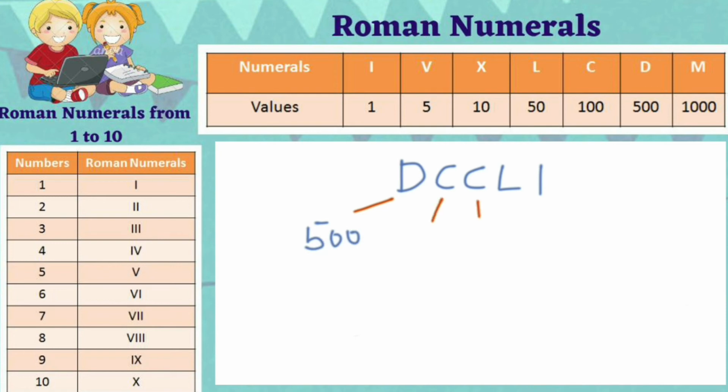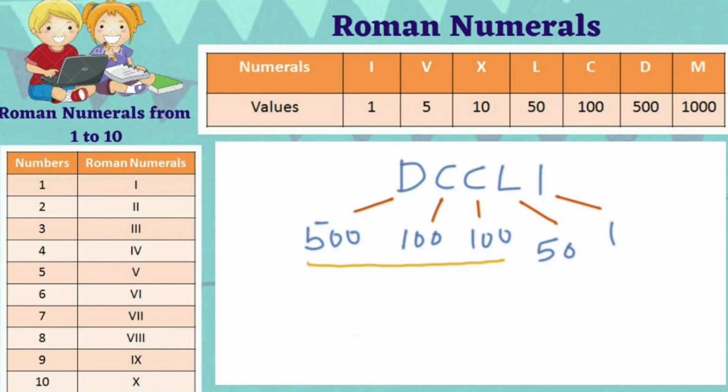C stands for 100, L stands for 50, and I stands for our favorite, it is 1. Now you will observe here that 500, 100 and 100, both the 100s, are having 3 digits in them. So that means we are going to do a calculation between them.